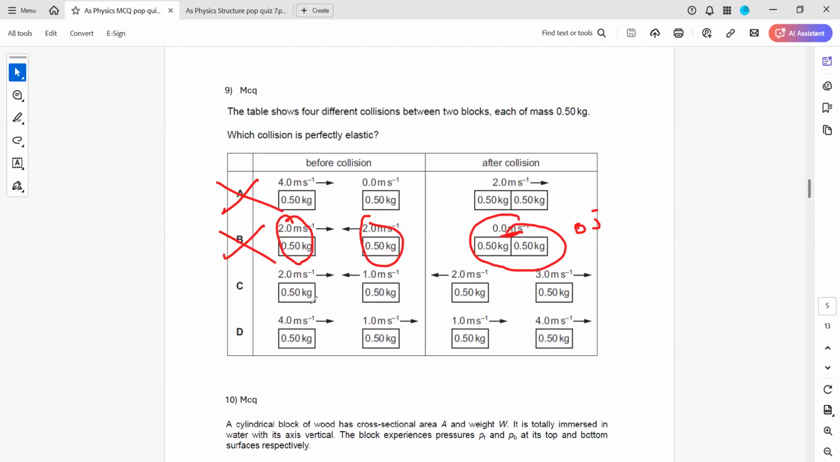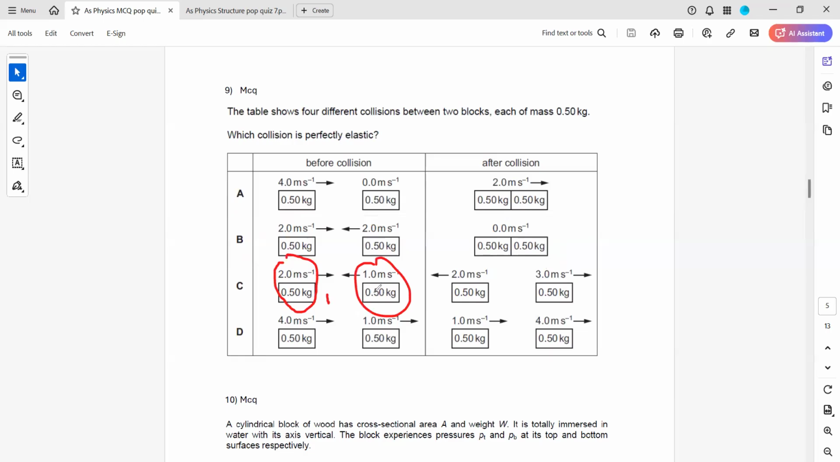So then you will check with C. First, the momentum should be conserved, second, the kinetic energy. So what is the momentum here? 2 into 0.5, which is 1, and here 1 into 0.5, which is 0.5. But this is in the opposite direction, so it will be minus 0.5. So what is the total momentum before? The total momentum before is 0.5 towards the right. So the total momentum after should also be 0.5 towards the right.